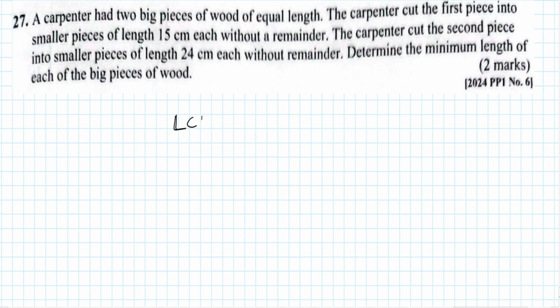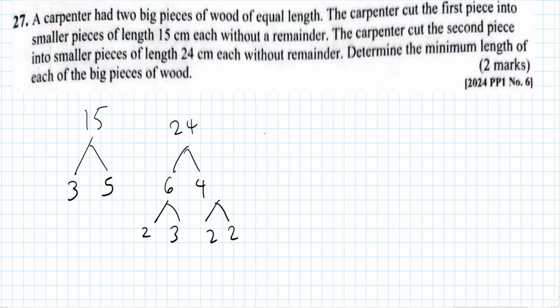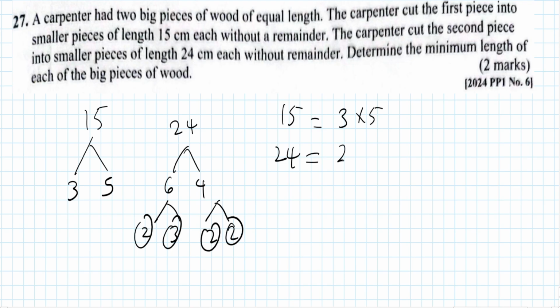So obviously this is LCM once more, so you do LCM of 15 and 24. Let me use that long method. So 15 is going to be 5 and 3. 24 is going to be obviously 6 and 4. Then you can divide this into 2 and 3, and then you can divide this into 2 and 2. So 15 is 3 times 5. 24 is obviously this and this, so this is 2 cubed times 3.